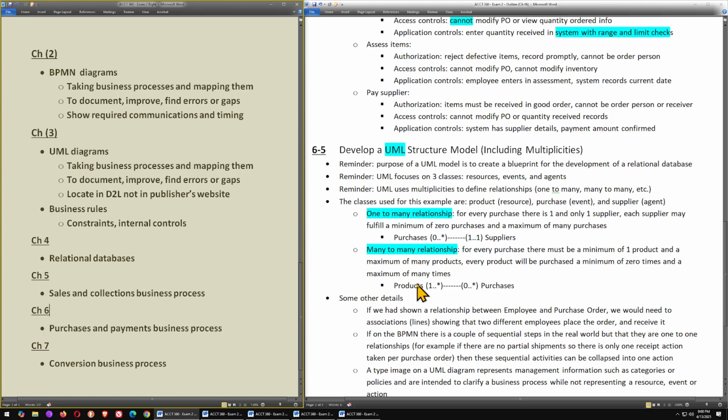A many-to-many relationship, products and purchases. Well, you see for every purchase, there must be a minimum. I've kind of done it backwards here. For every purchase, there must be a minimum of one product and a maximum of many products. And for every product, there can be a minimum of 0 purchases or a maximum of many.